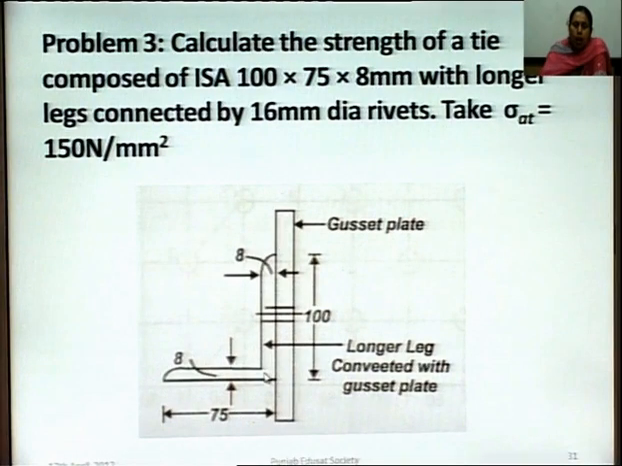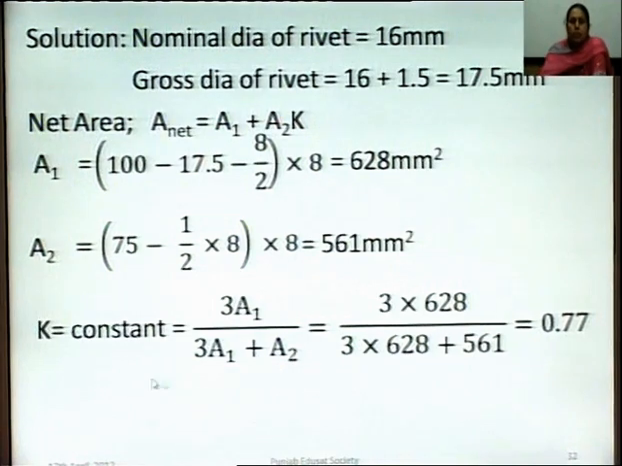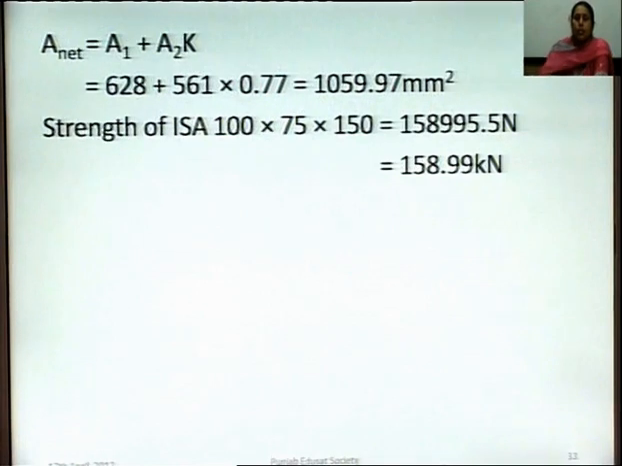75 minus half thickness multiplied by thickness. So, 75 minus half thickness multiplied by thickness will be 561 millimeter square. Then value of K is given as 3 A1 over 3 A1 plus A2, which comes out 0.77. Then net area will be A1 plus A2 K. So, the net area comes out to be 1059.97 millimeter square.